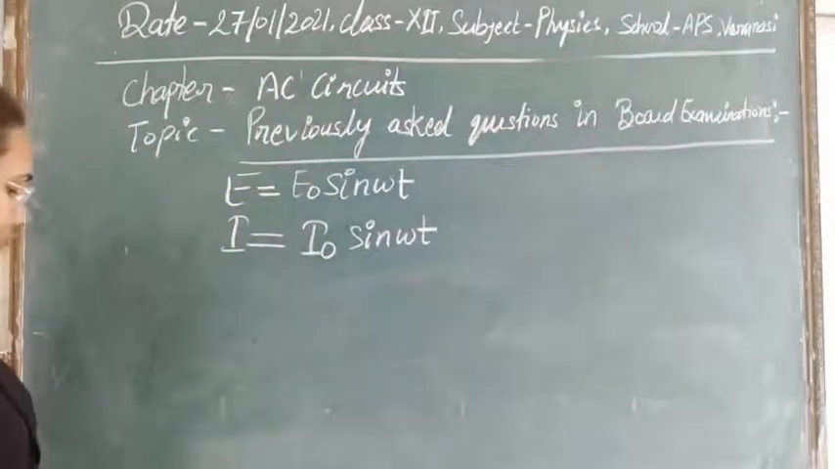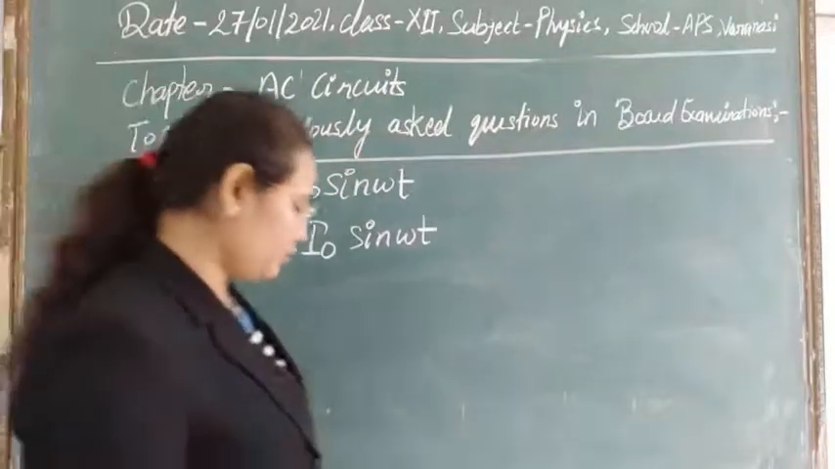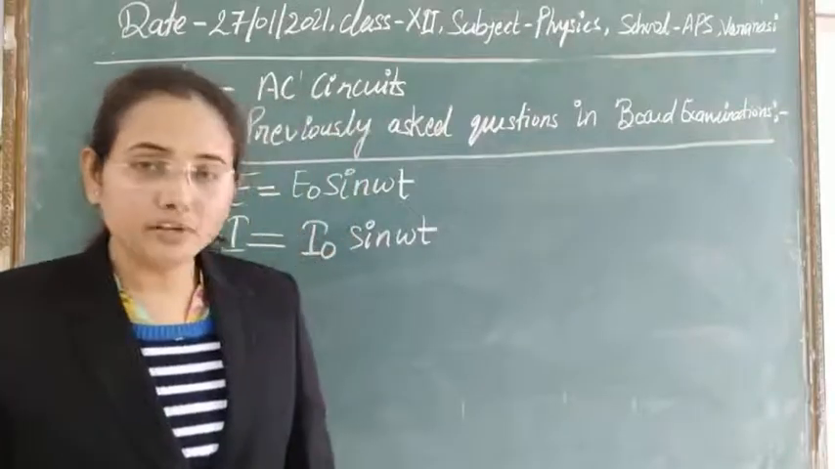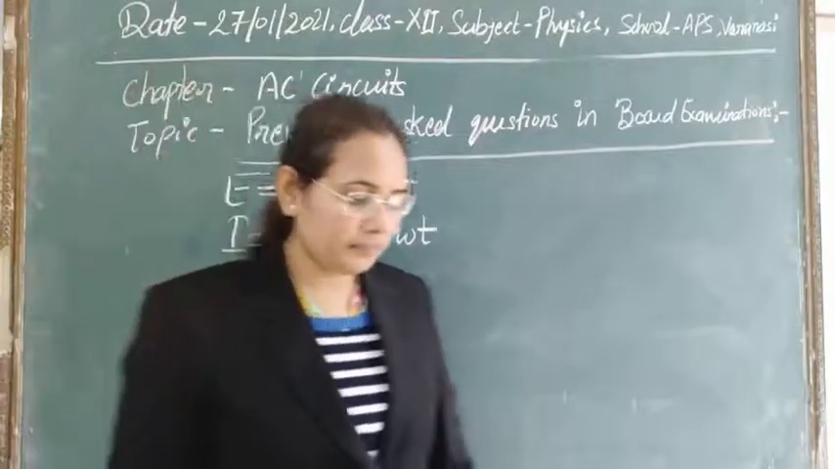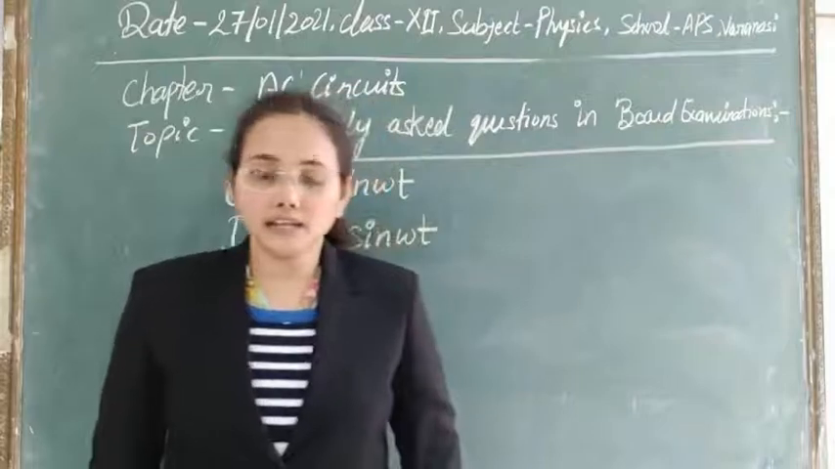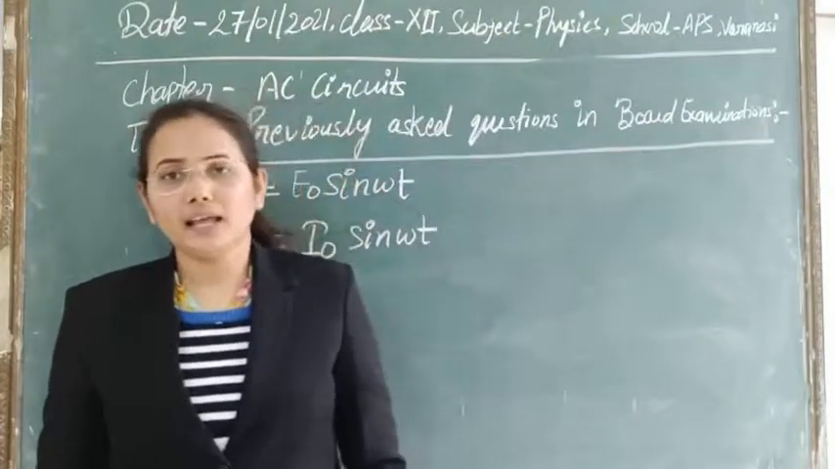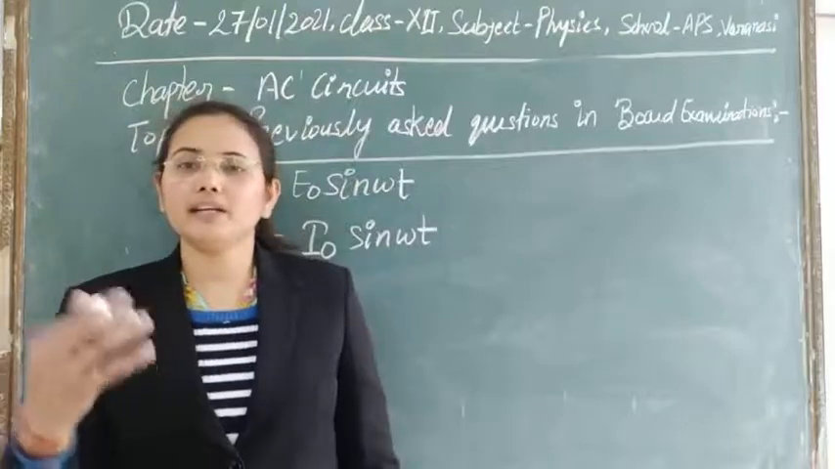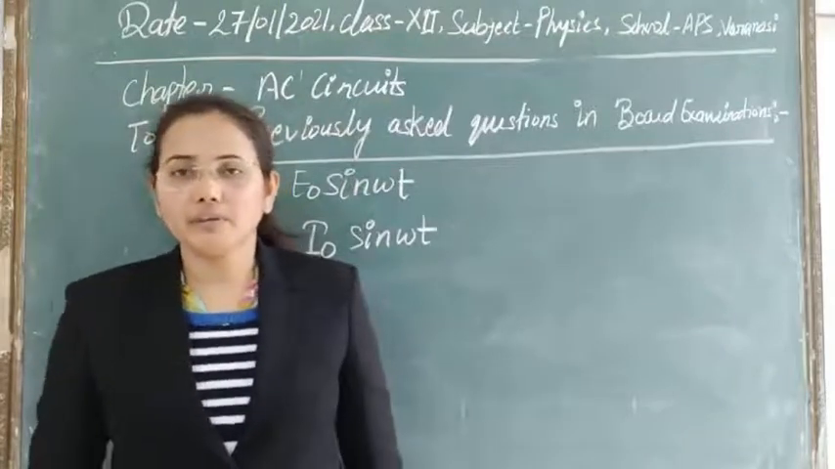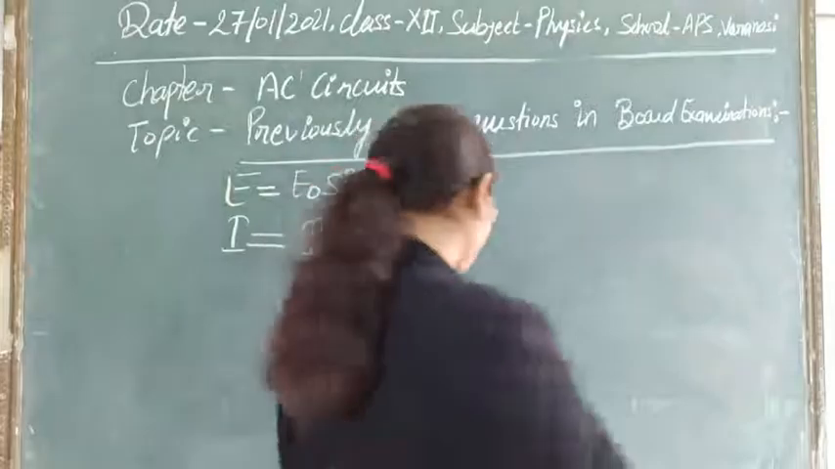Now, suppose we have to calculate the mean value. First of all, let's see what is the charge sent by AC over the half cycle. After that, with the help of that charge and the time taken by it, we can calculate the value of current here.